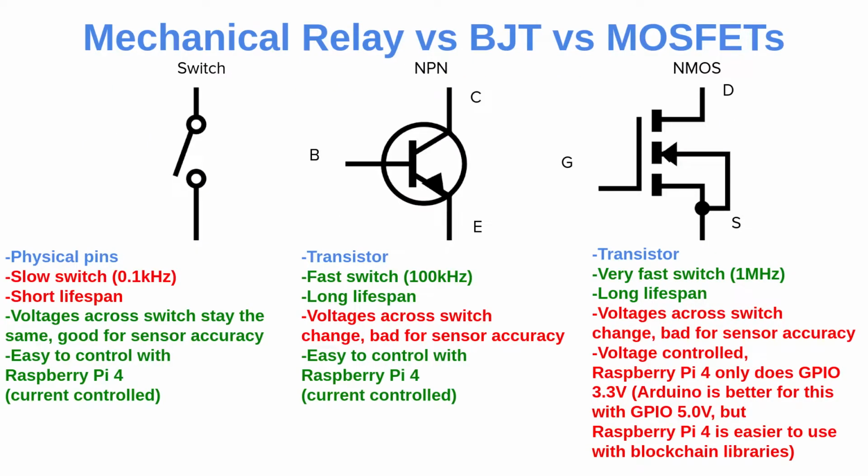BJTs are used as high power switches to protect GPIO pins for the control system. MOSFETs were not used since they generally require high voltage to turn on, and the Raspberry Pi 4 cannot drive 5 volts on its GPIO ports. Relay boards were not used since they have slow switching speed and have short lifespans.